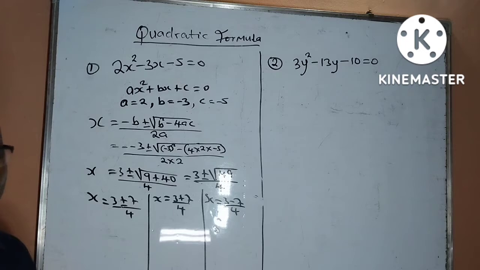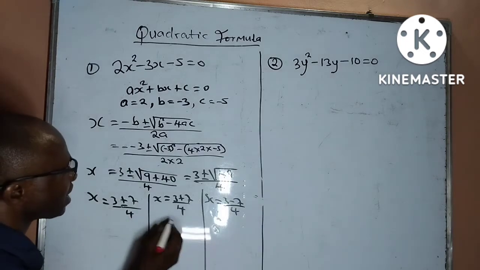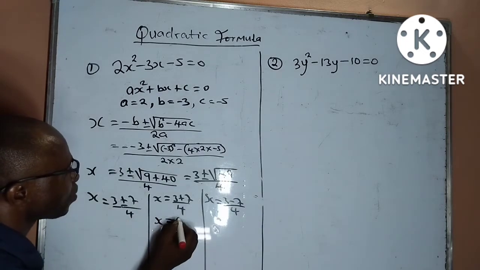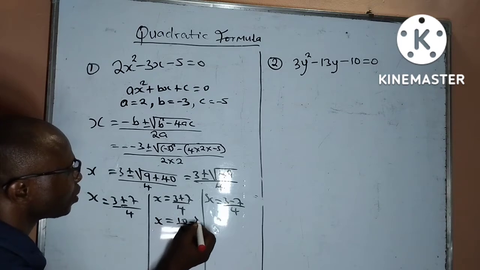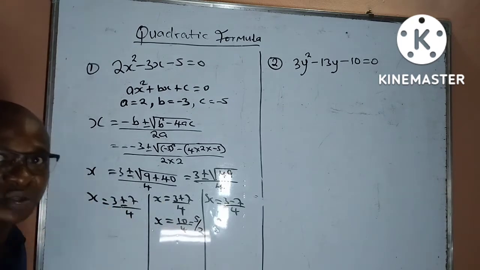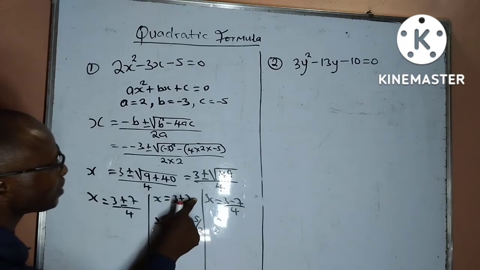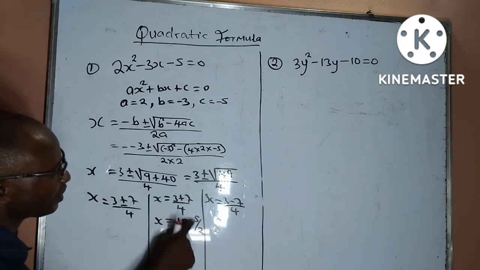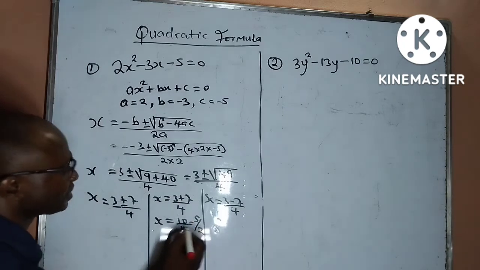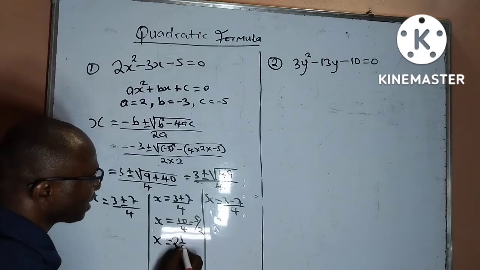So the answers are going to be 2. Now, solving for the first one, I will now get x is equal to 10 over 4, which is equal to 5 over 2. That is reducing it to the lowest term. 3 plus 7, 10 over 4. Reducing it to this, you can now write that x is equal to 2 and a half.